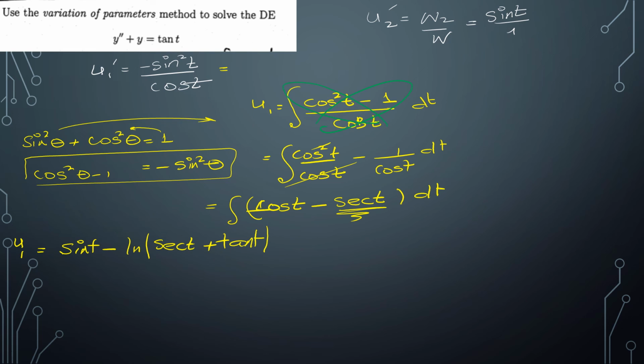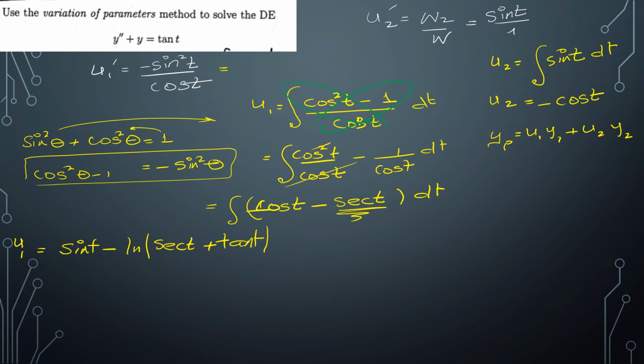Now come to the other side, u2 prime, that is W2 over W. We already know that W2 is sine t and W is 1. So taking the antiderivative here, we get the antiderivative of sine t dt. Now this is the direct formula, that is sine changes into negative cosine t. Now we know that y particular equals u1 y1 plus u2 y2.